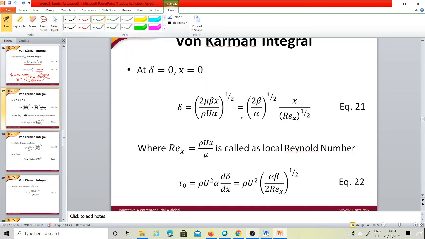Your delta is this one, and this one can be reshuffled in this way. Okay, you just multiply by x and then you reshuffle. You will get things like beta is there. You have rho by mu, which is nu, and then you have u infinity, alpha is here, beta is here, and the rest of the things you will have this one. You can do it. Okay, so your delta in this case is root over 2 beta by alpha, multiplied by x by root over of Re x. So this amount you need to find out.